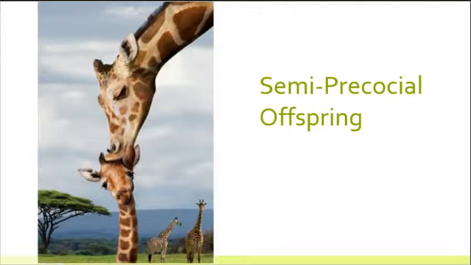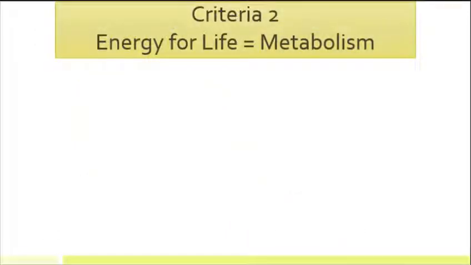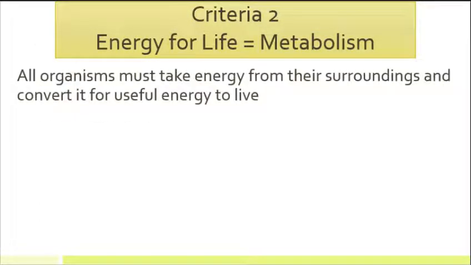So, all right, energy in life. We're going to move on to our next criteria of life here. Cool. We're going to see how plants, of course, are going to get their energy from the sun. And we call that metabolism, energy for life. All organisms must take energy from their surroundings and convert it to useful energy to live. All right? Strategies to do this.